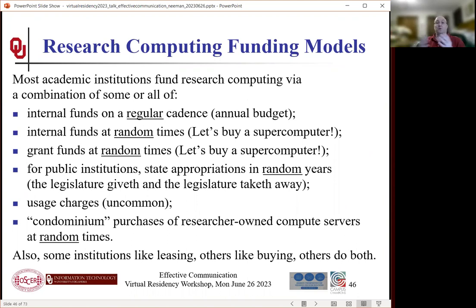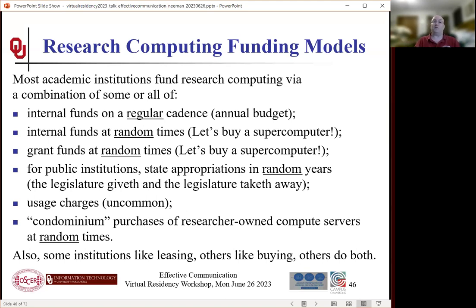In other cases, you do a lease or something, and so you're paying for it on a regular cadence, even though you bought it in a lump sum. You could get grant funds, those show up at random times, and you buy a supercomputer with that. So if you get a major research instrumentation grant, or you get a campus cyber infrastructure compute grant, or there are other programs as well, but those are the two that come immediately to mind, right?